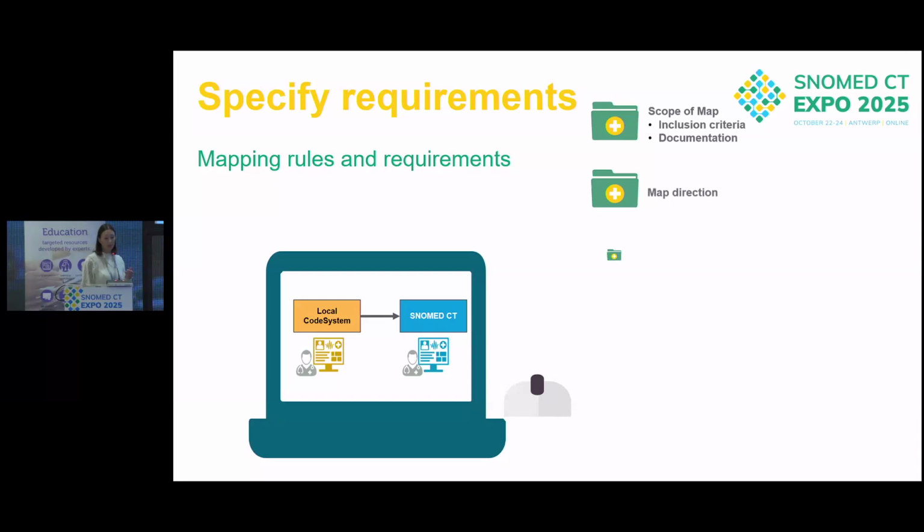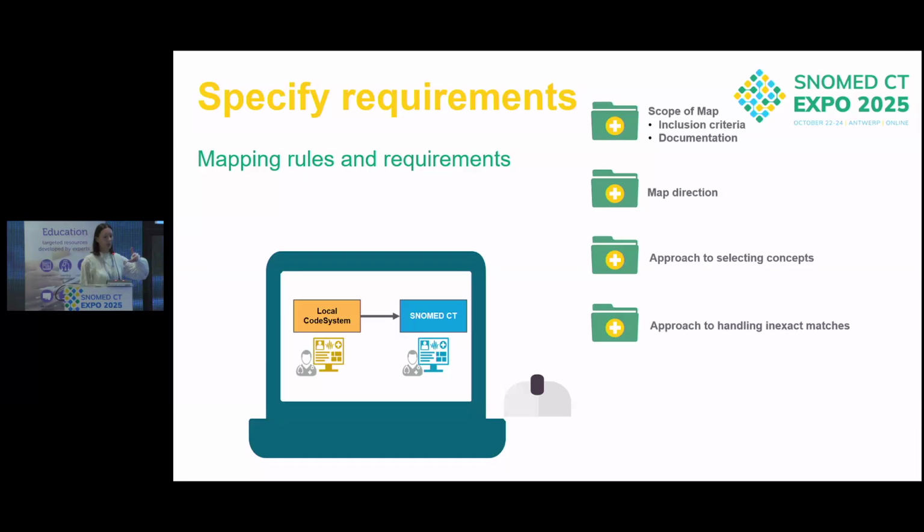So you want to think about the map direction. Will the map be bi-directional, unidirectional? What's your approach to selecting concepts? Approach to handling inexact matches. So if you're mapping from the source code system, how do you manage if you don't find something in the target system that you're using? And then the approach to any missing target code. So if there's not one that exists, how are you going to handle that? And how might you use synonyms as well?